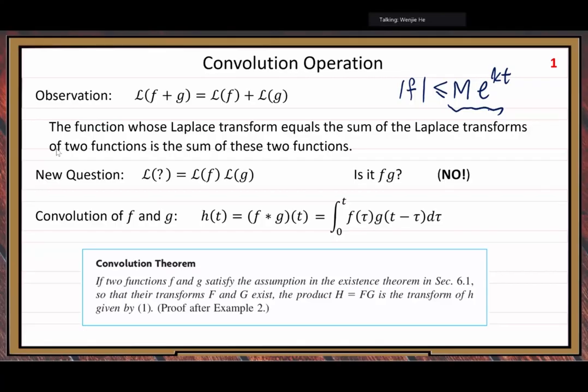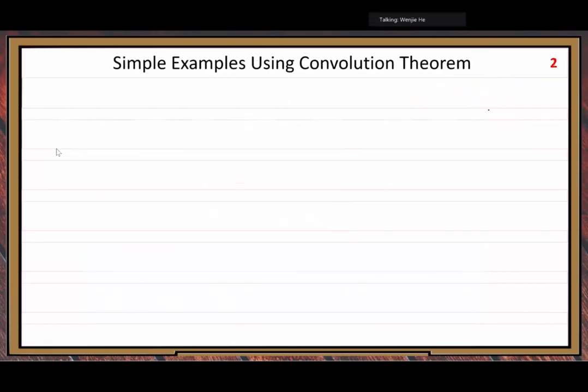So we will see the proof quickly. All right. Simple example using the convolution theorem. By the way, later when we study the Fourier transform, we also have a convolution theorem with respect to the Fourier transform. Same form. The form is the same, but we use the Fourier transform. Here we use the Laplace transform.